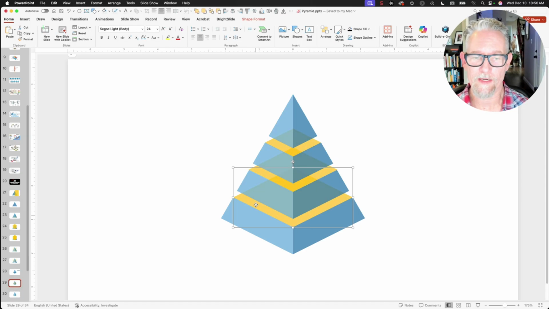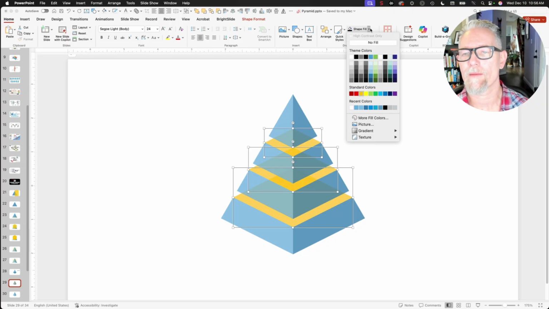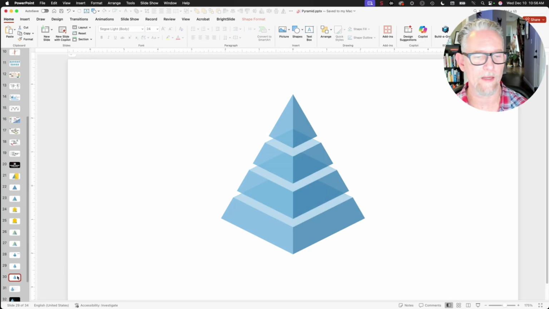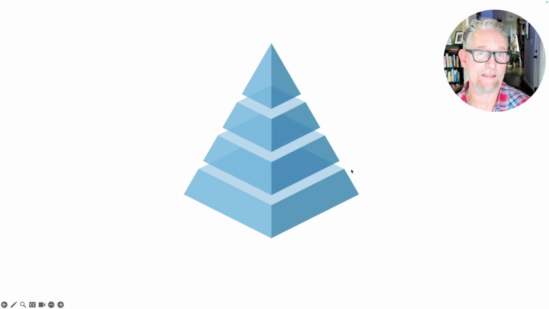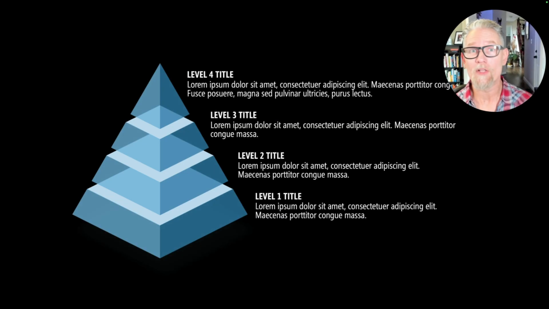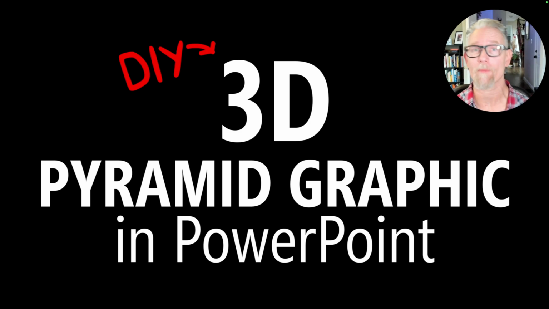And I'm going to recolor them. So I'm going to select all of these, and I'm going to color them a color that I'm happy with, whatever that color winds up being. Once you do that, you now have the ability to add text if you want to. You can add a drop shadow if you want to. You can change the background color. So that is how you build a really cool 3D professional PowerPoint based pyramid graphic in not too many steps.